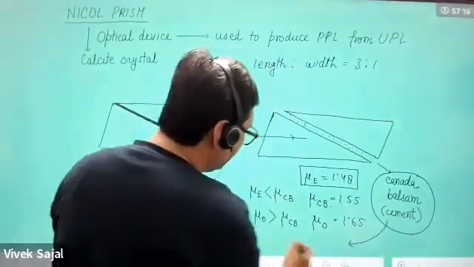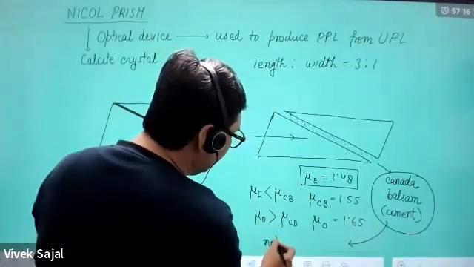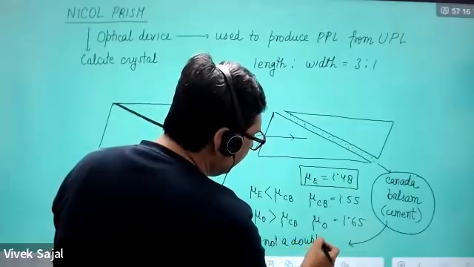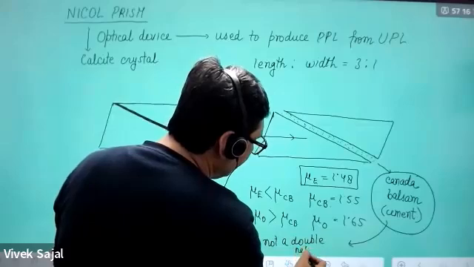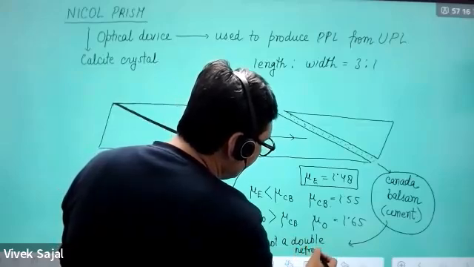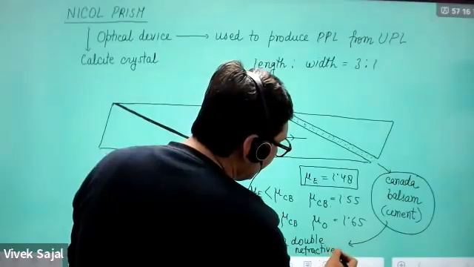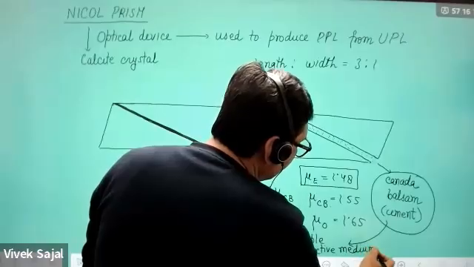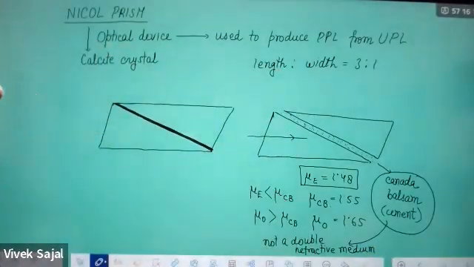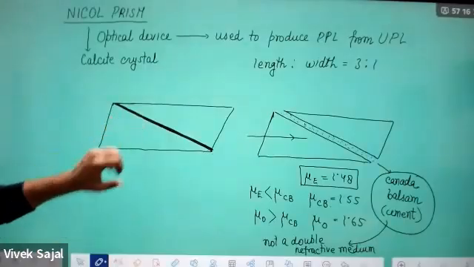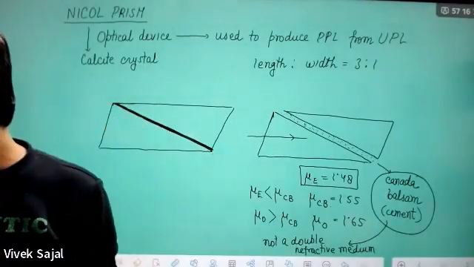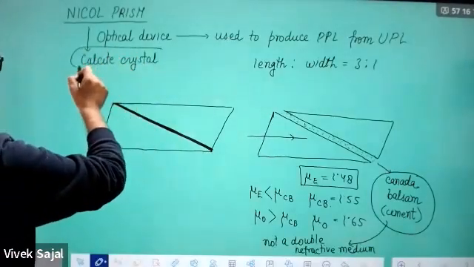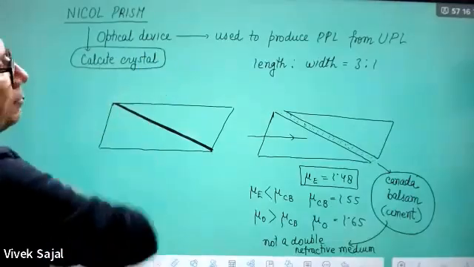This Canada balsam is not a doubly refracting medium. This is not a doubly refractive medium. This is. Okay? So now we have this structure. One by one, I'm going to explain everything here. This is the calcite crystal. This is doubly refracting, so this is a doubly refracting medium.